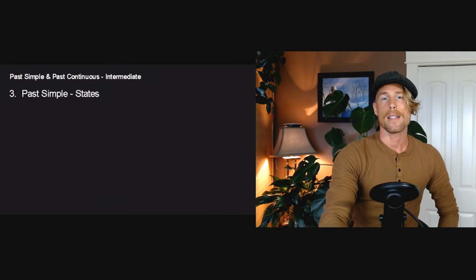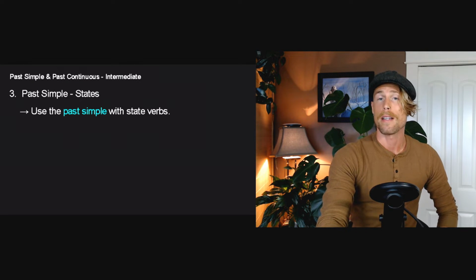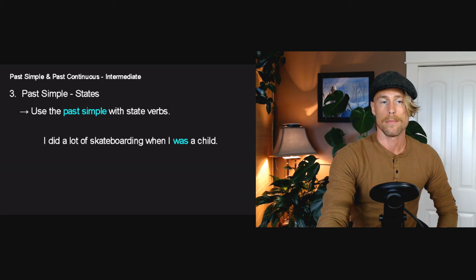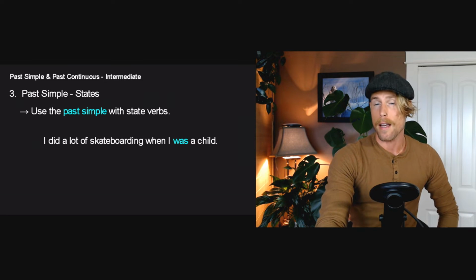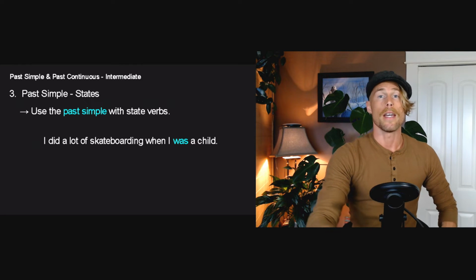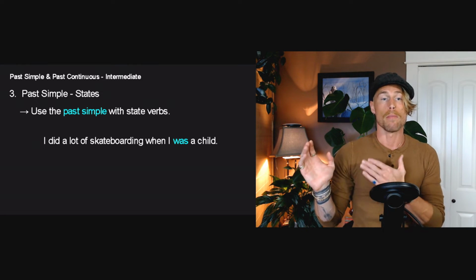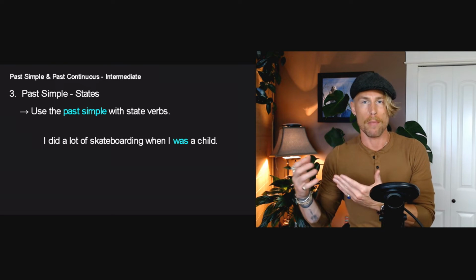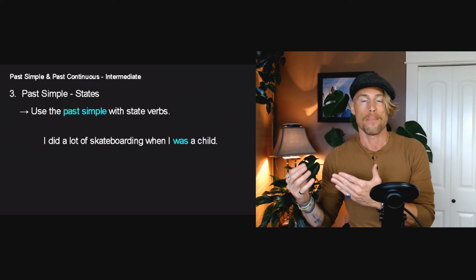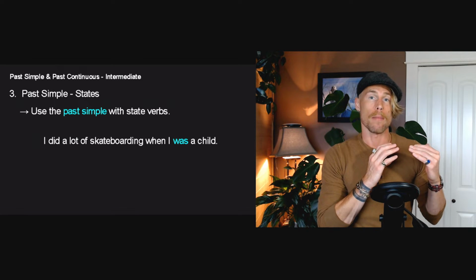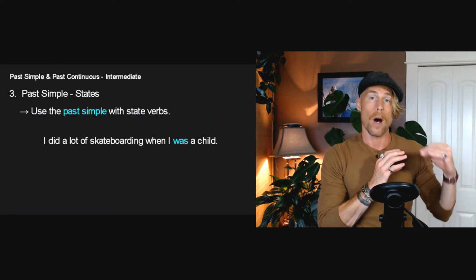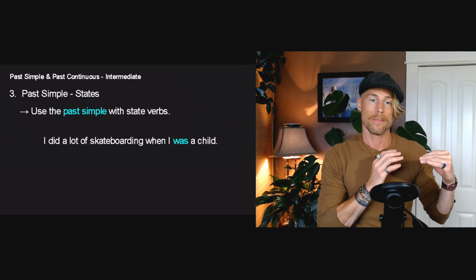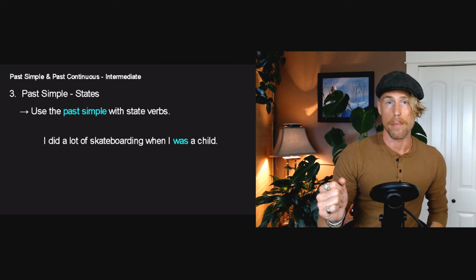Okay, past simple and state verbs. Use the past simple with state verbs. I did a lot of skateboarding when I was a child. In the previous example, the verb was did, an action verb, completed action. Now, I'm talking about the state verb, was. Also past simple.